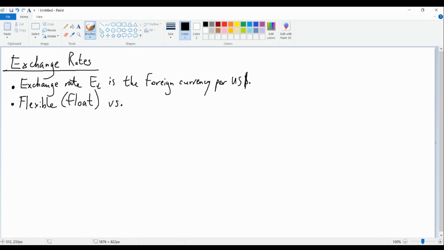As opposed to what? Well, in some countries, in some periods, the exchange rate has actually been fixed by government fiat. And more generally, you may have heard from the news that there's discussions about governments trying to intervene to make currencies gain or lose value, which is neither flexible nor fixed, right? It's somewhere in between.